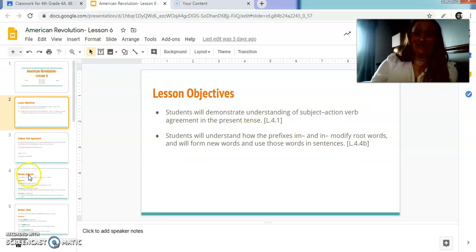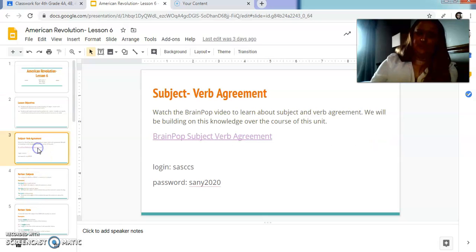Today we don't have any additional reading, but we are going to focus heavily on subject and action verb agreements in the present tense, and we are going to focus on the prefixes in and in when they're added to words. So hopefully this is review for you. You should have learned this in 2nd and 3rd grade, maybe even younger, but this is a really helpful video.